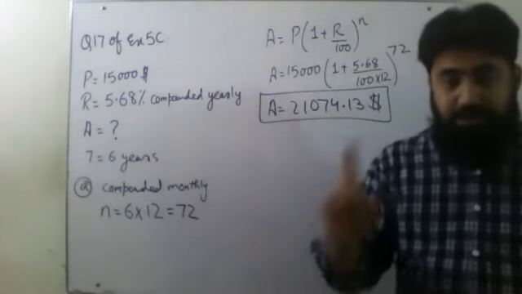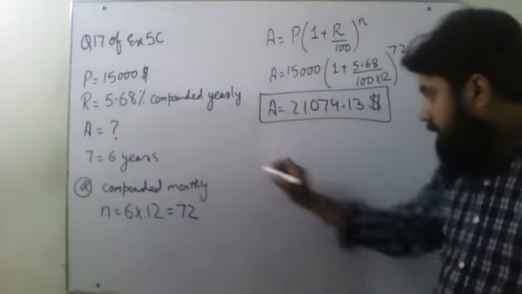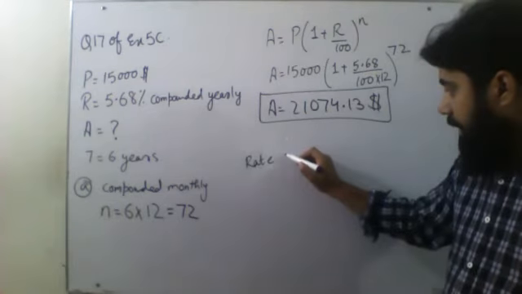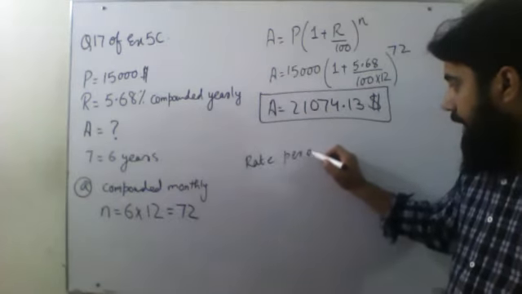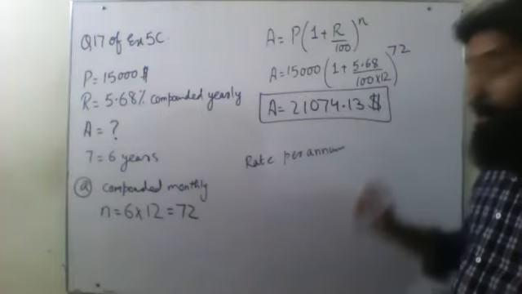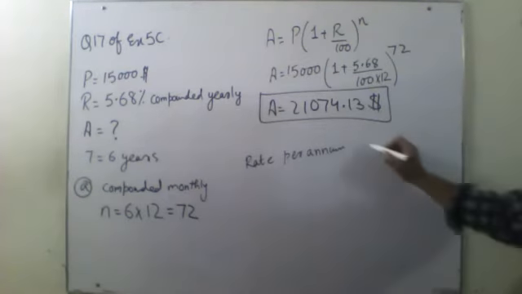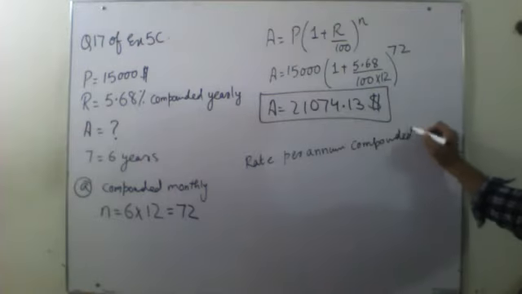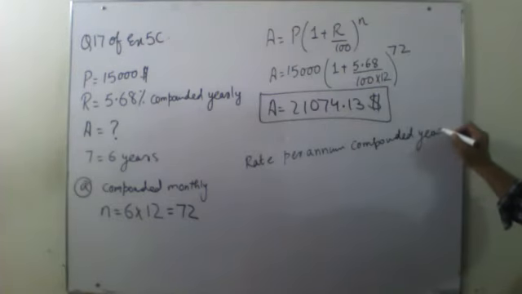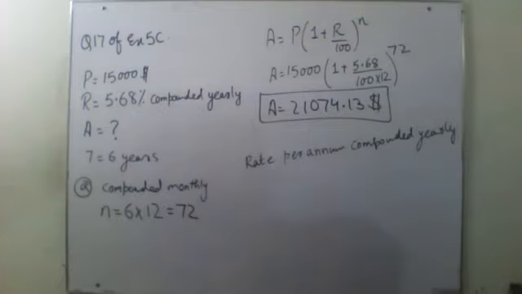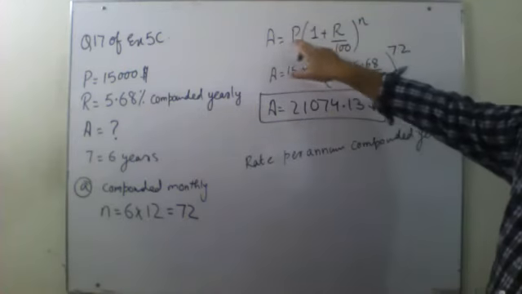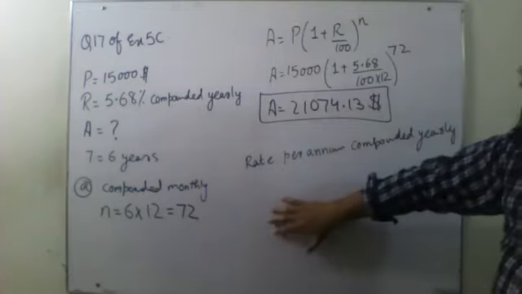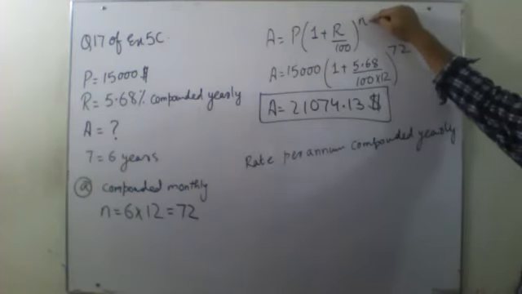If my first statement says rate per annum or yearly or annually, compounded yearly, then you will just write the principal amount, the rate, and whatever the number of years given will be written in place of n.